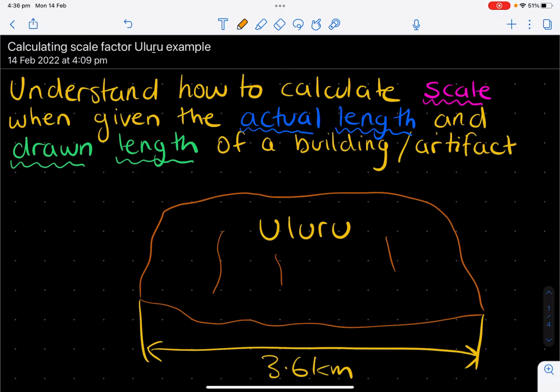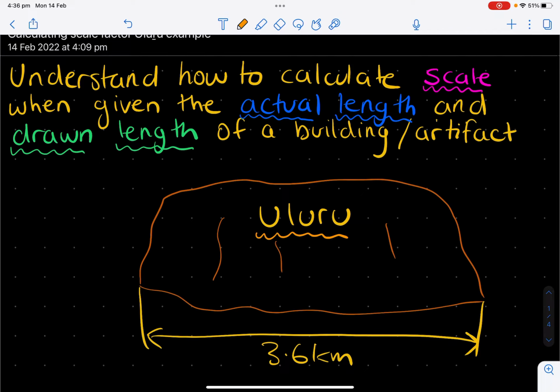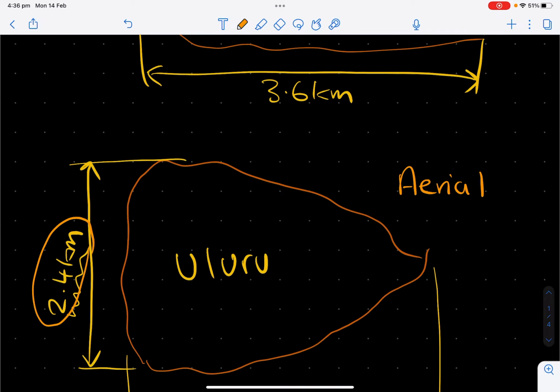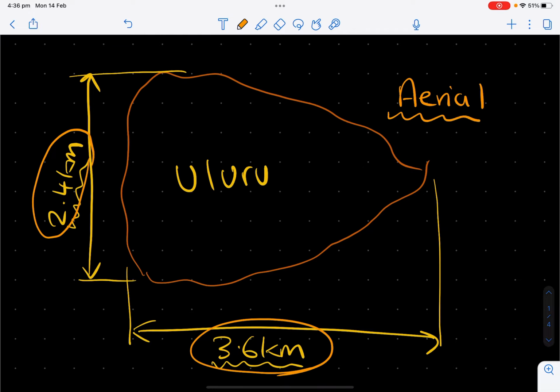G'day everyone. So today I'm going to be teaching you how to calculate scale when given the actual length and drawn length of a building or artifact. So we're going to be using Uluru as an example. Uluru has a length of 3.6 kilometers, but in the context of mapping, we're always going to look at it from an aerial viewpoint. So here's Uluru from an aerial viewpoint.